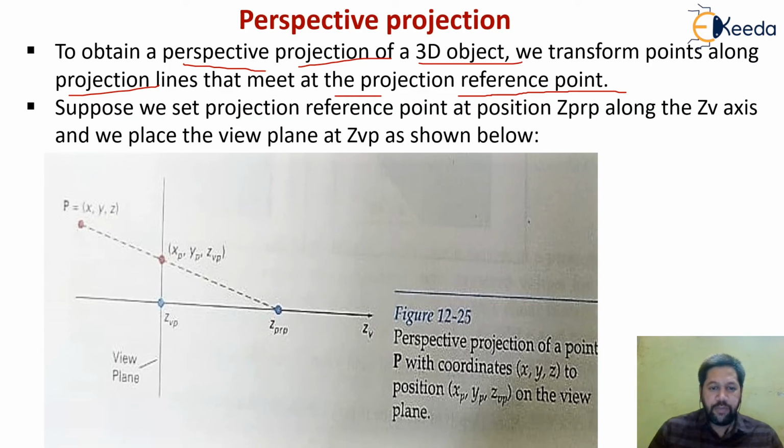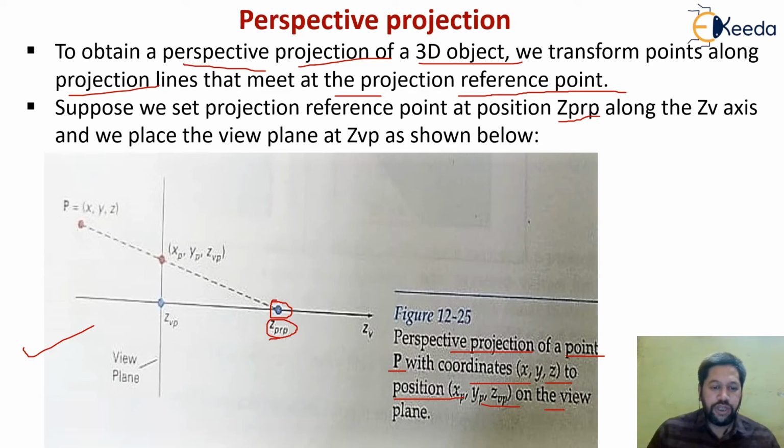Suppose we set the projection reference point at the position ZPRP. So what is my projection reference point? Perspective projection of a point P with the coordinates X, Y, Z to the position XP, YP, ZVP on the view plane. Now here, just look at this particular diagram. Suppose we set the projection reference point at the position ZPRP. So this is my point. I'm calling this the reference point of the projection. In the perspective projection, this is my reference point.